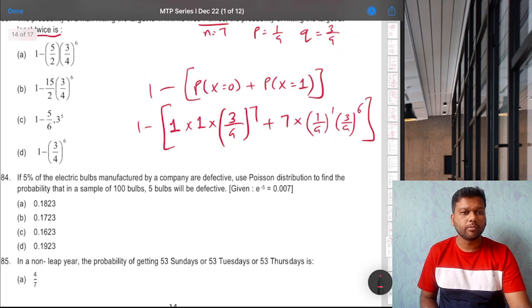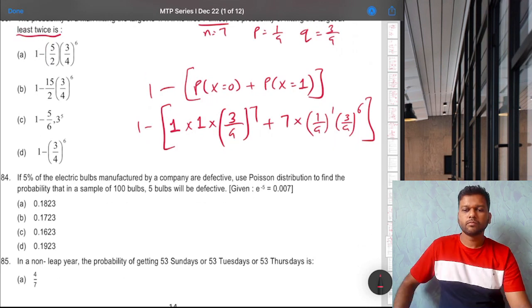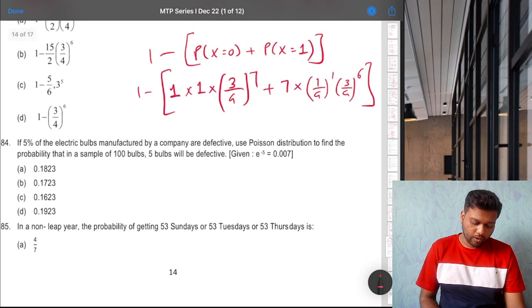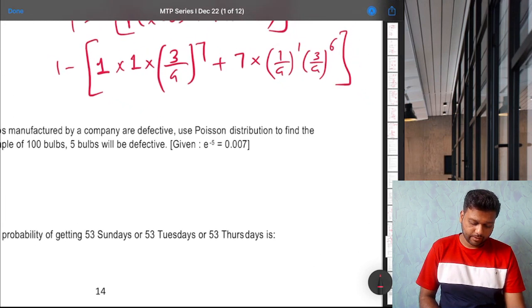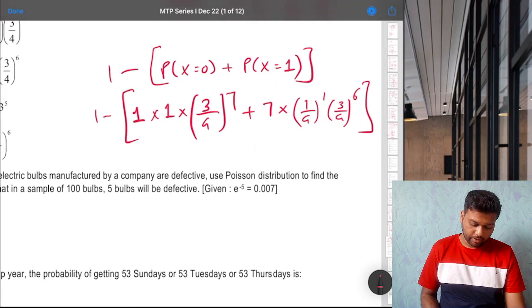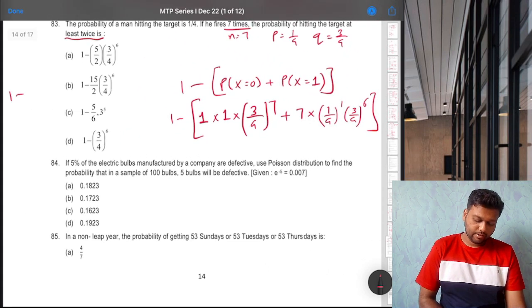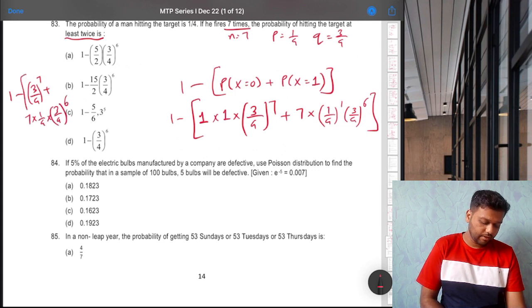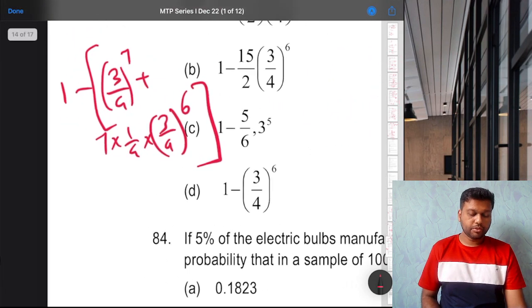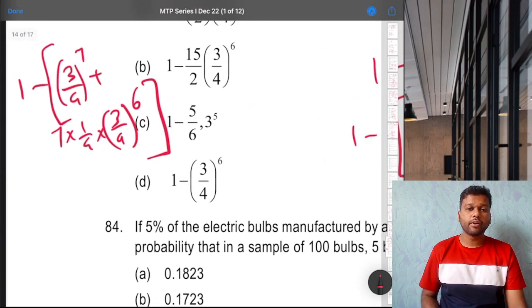So let's try to simplify this according to them. They have not found the exact value, so we'll also do what? Let's try to simplify this. That is going to be, let me write here, 1 minus [3 by 4 raised to 7 plus 7 into 1 by 4 into 3 by 4 raised to 6], right? So if you see from that square bracket, we can take 3 by 4 raised to 6 common.